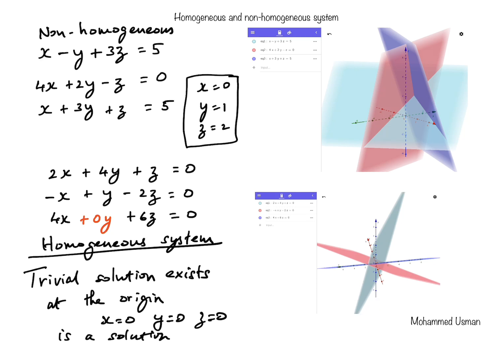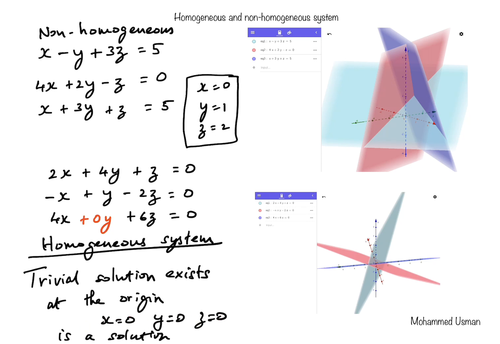This diagram is what we saw in the previous session, representing a non-homogeneous system, where we got the solution x equal to 0, y equal to 1, and z equal to 2. That was the point of intersection. This system had a unique solution, which is 0, 1, and 2. But what we are seeing today, this set of equations representing a homogeneous system, has infinite possible solutions, and one of the easiest or trivial solutions is the origin.